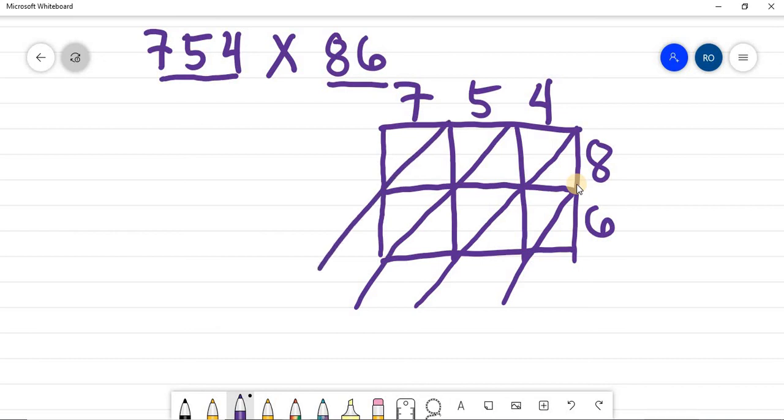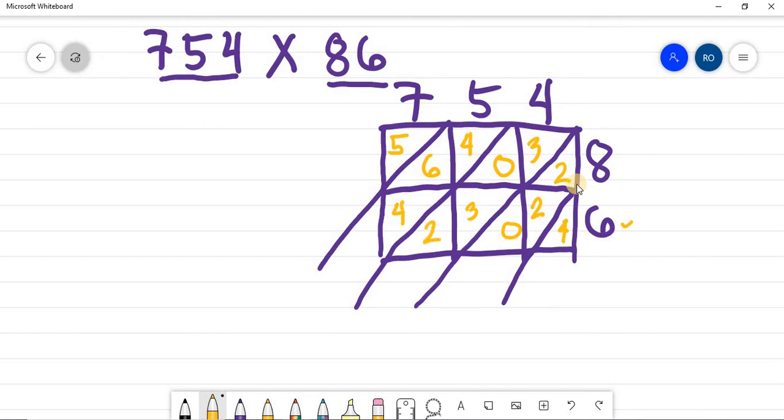Now let's start multiplying. So we have 8 times 4 is 32. We have 8 times 5 is 40. And 8 times 7 is 56. Now let's have 6. 6 times 4 is 24. 6 times 5 is 30. And 6 times 7 is 42.